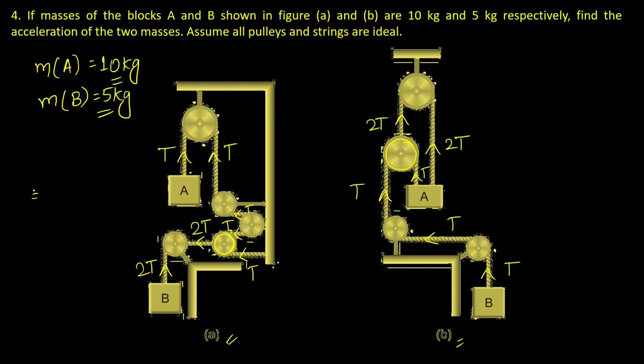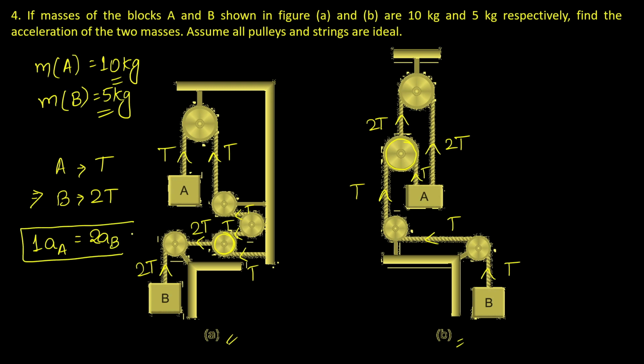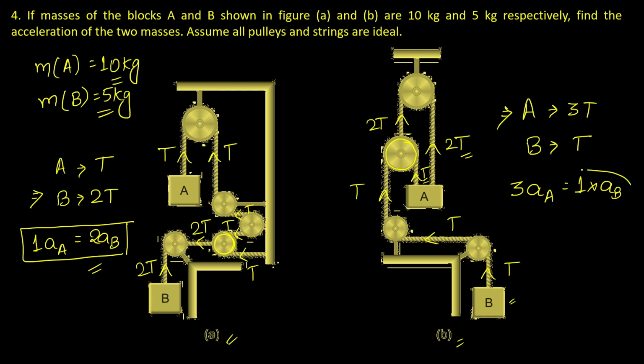Now for this case A, let me find the relationship between acceleration of A and B. Then for A, it is T, and for B, it is 2T. So 1 into a_A is equal to 2 into a_B. This is the relationship between acceleration of A and B in this case. And for this case, for A, it is 3T, this 2T plus T, and for B, it is just T. So it is 3 a_A is equal to 1 into a_B, like this.